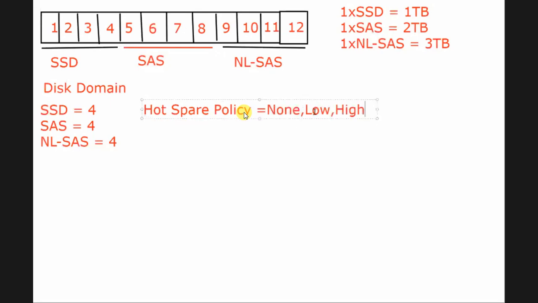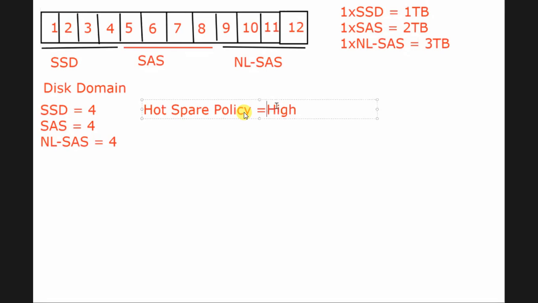So let's say that because it's an SSD and it's important, maybe I want to select high. If you select high, how much space out of these 4 disks will be taken? Every disk is 1 terabyte, right? So out of the 4 terabyte, how much space will you reserve for hot spare? In this case, you cannot decide, because it's determined by this policy.